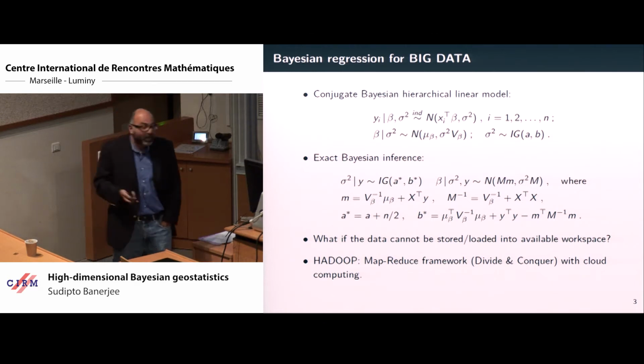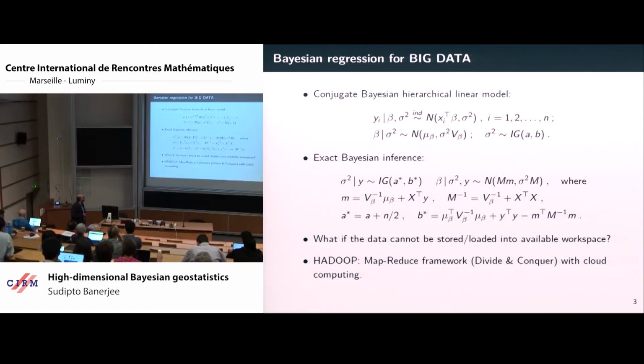So for example, if you have a situation where you have a huge amount of data and you even want to fit the simplest Bayesian linear regression model that you can think of, well, you have exact Bayesian inference here, right? Sigma squared given y, beta given sigma squared, y. You have these quantities, small m and capital M, a few matrices here and there, a few vectors here and there. The two important quantities, I like to call this the M&M formula. It comes out like this.